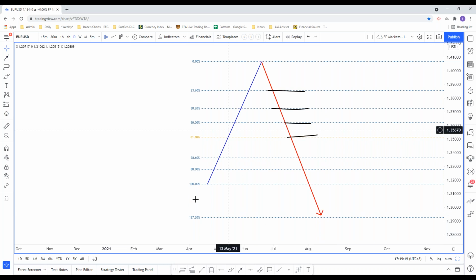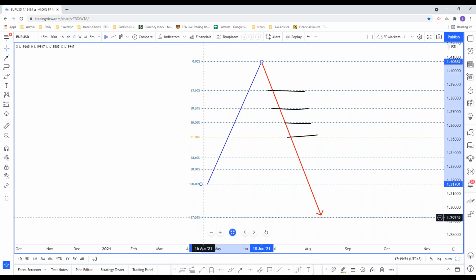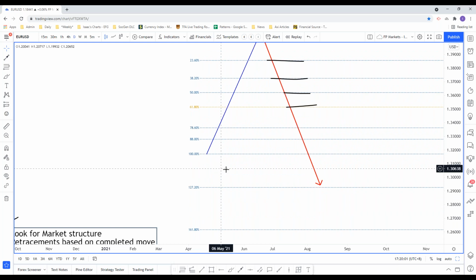And you can see that beyond 100% there is another level called 127.20%. These levels beyond the 100% are called Fibonacci extensions. Why? Because it's extended further. The market has retraced and extended further. So that is essentially what Fibonacci extensions are. I hope to really just put it out there to be clear.